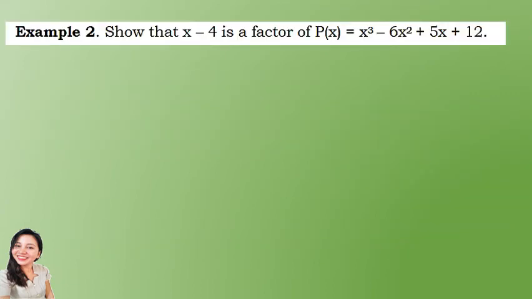So, example number 2. Show that x minus 4 is a factor of p of x equals x cubed minus 6x squared plus 5x plus 12. So, again, there are two ways para ma-show nato ang x minus 4 kay factor sa p of x. So, dapat mahimo siya og 0. Dapat ang remainder 0. Okay? Again, you may use remainder theorem or synthetic division. Kamo na'y bahala kung asa ninyo gamiton.